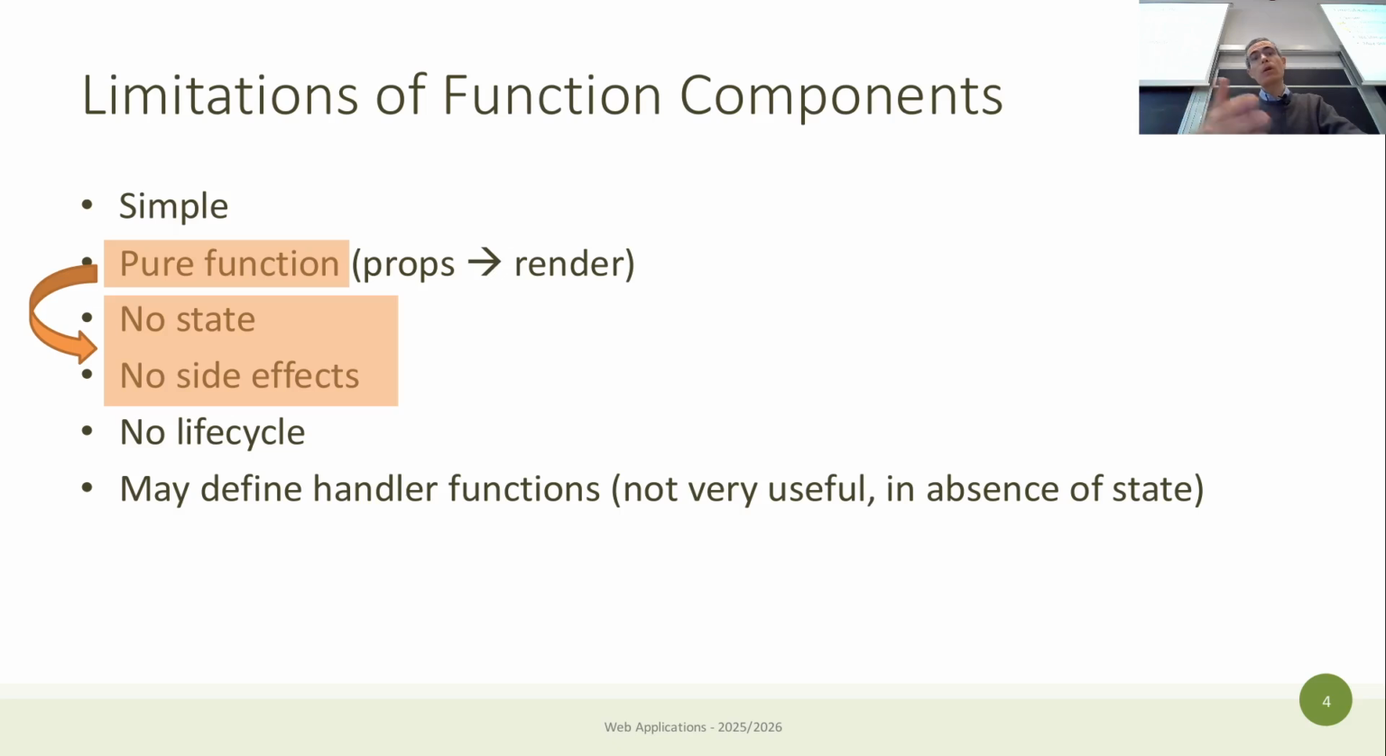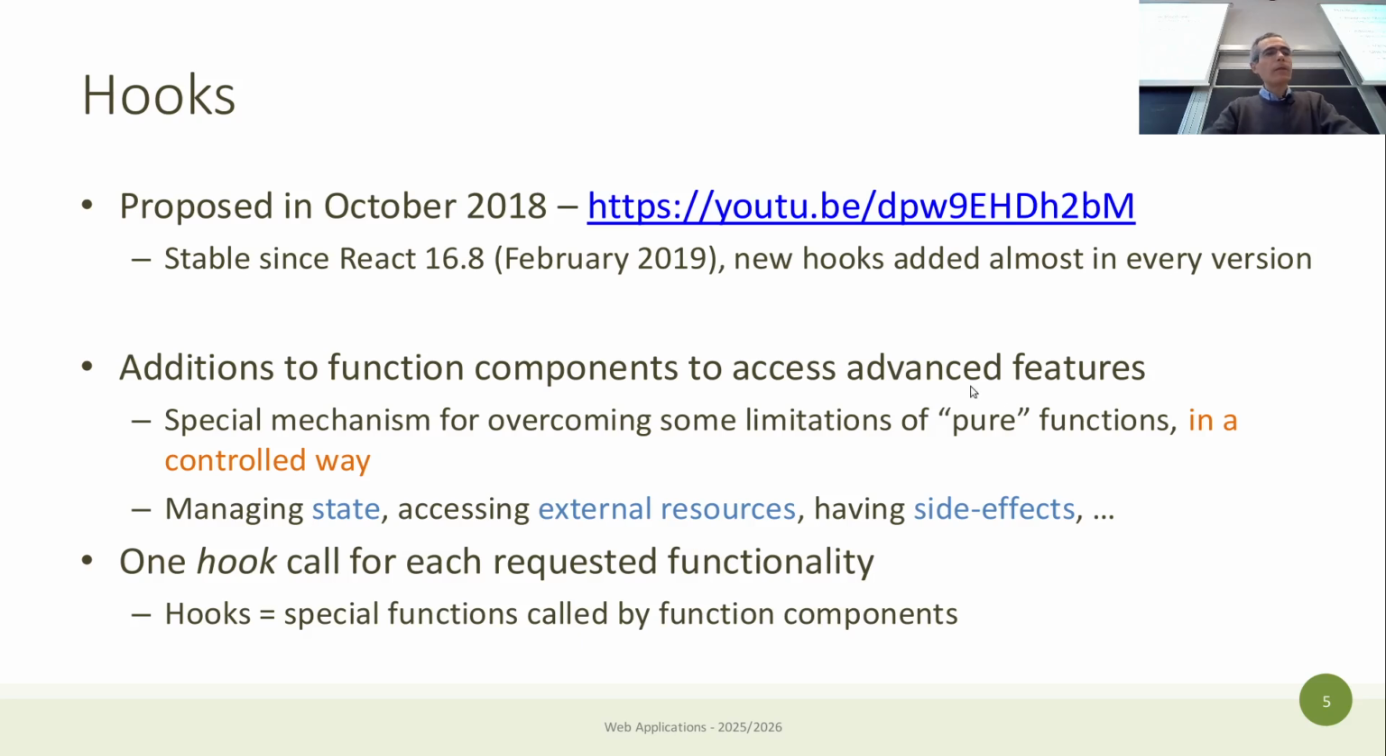So additional information outside these props, okay? And there are no side effects and so on, because we say they should be pure functions, idempotent, and so they cannot use information stored outside the props, okay? Okay, we may define handler functions, but we will see this later. Without a state, it's not so useful. And so what's the way of including a state, so this information stored and managed by React, in React components?